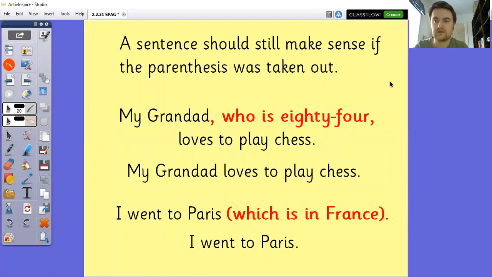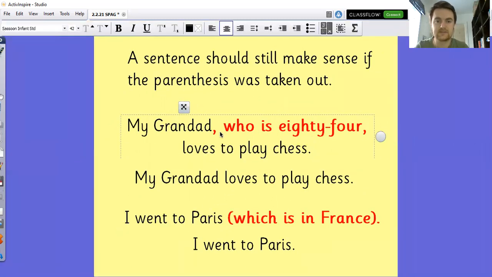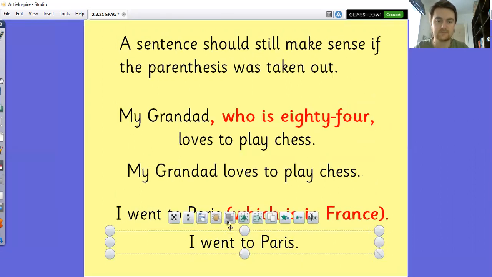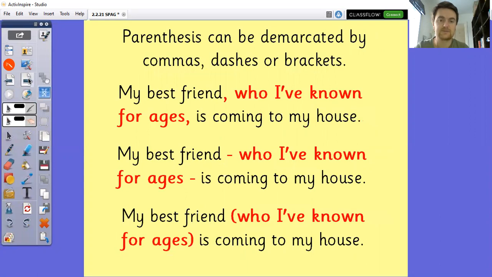So we've got some examples that we looked at before here. My granddad, who is 84, loves to play chess. If I take the bits in red out, then my granddad loves to play chess still makes sense. I went to Paris, open brackets, which is in France, close brackets. If I take that parenthesis out again, I went to Paris makes sense by itself. So it can be demarcated using commas, dashes, or brackets. And you've had a look already at how we can use dashes and brackets. And today we're going to look at using commas.